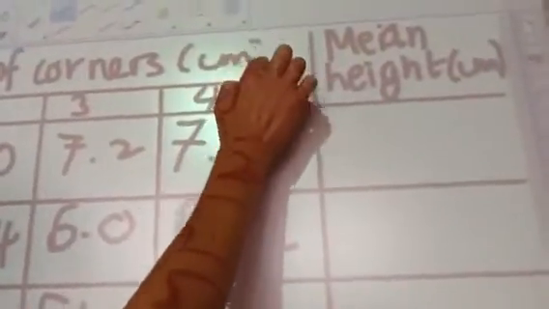I put a mass of 0.1 kilograms, 0.2, 0.3, 0.4 and 0.5 on, and then we measured each of the corners in centimetres. Oh, I've been really terrible, I haven't put my centimetres on there, have I? So I'll put my centimetres on there.